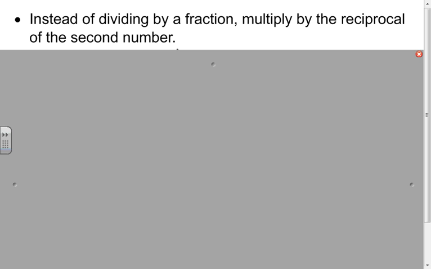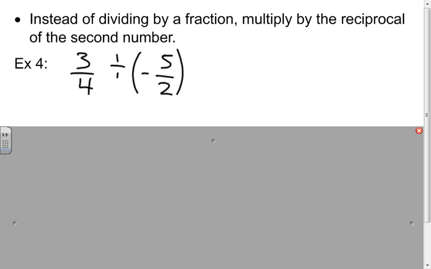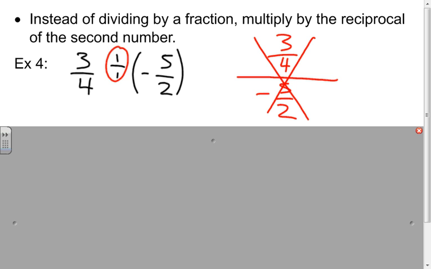Instead of dividing by a fraction, what you're going to do is you're going to multiply by the reciprocal. You're never allowed to divide by fractions, because if you write it out, it can get to be a complicated problem. Okay? 3/4 divided by negative 5/2. Now, this is one way for us to write division. The other way is just to write it with the fraction bar. But if I wrote 3/4 fraction bar negative 5/2, that's really confusing because I've got a fraction on top, a fraction on the bottom, and the whole thing is a fraction. That's really confusing. So we don't do that.